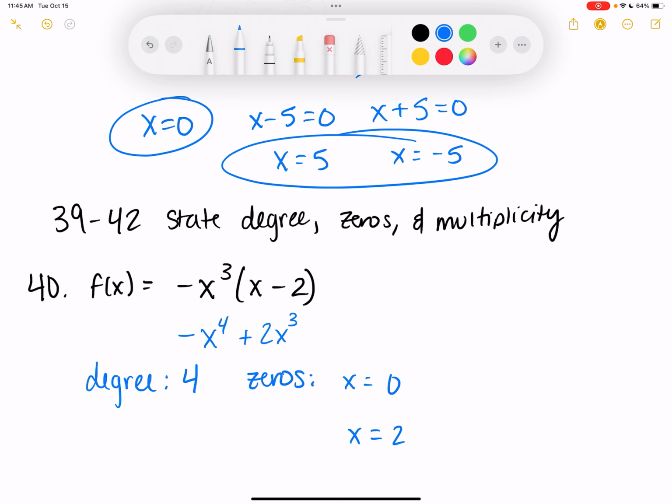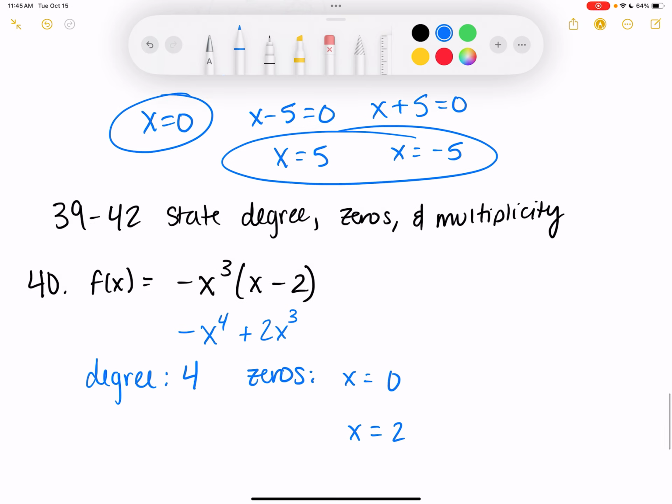Now at this point, I want to look at the multiplicity of each of these zeros. So how many times do they occur? How many times does x equals 0 occur as a zero? 3 times, so the multiplicity is 3. How about x equals 2 being a zero? How many times does that happen? 1.